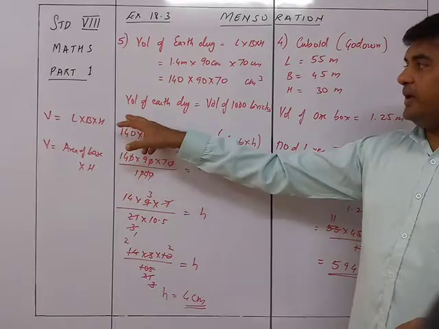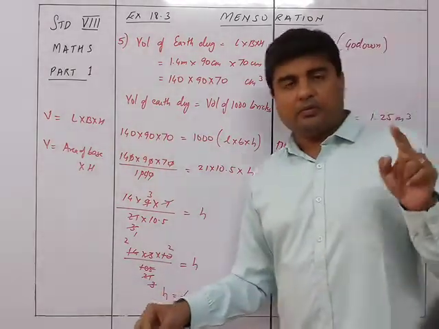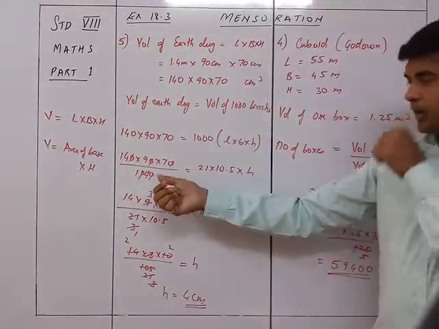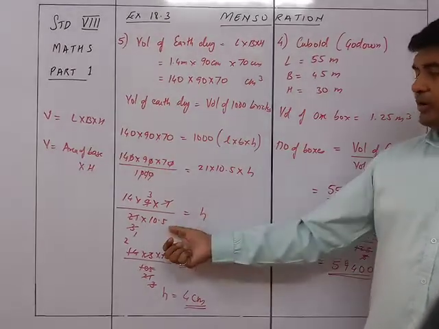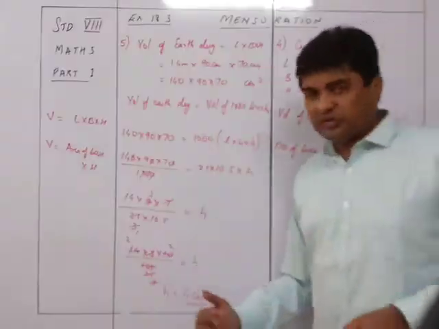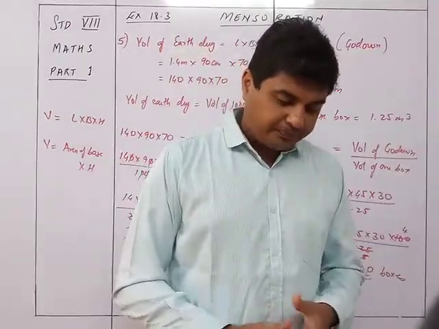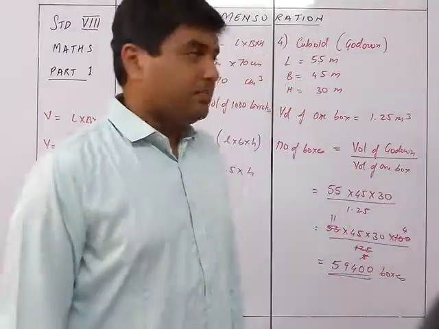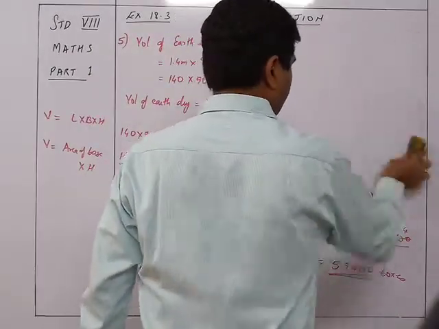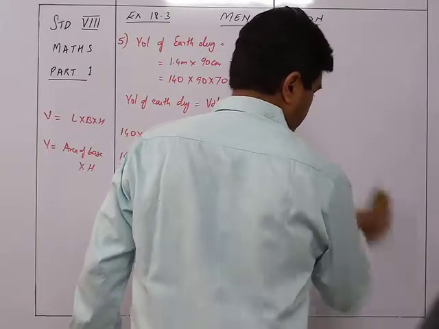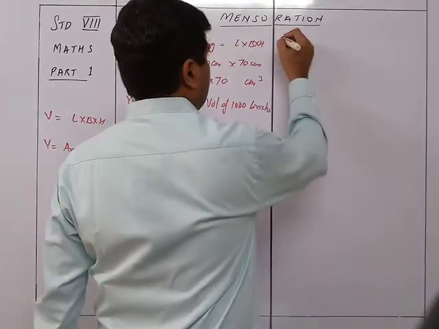So automatically volume of the earth dug is this much. Divide by 1000 will give you the volume of each brick. तो each brick का volume को साथ में हम लोग divide करेंगे तो you get H is equal to 4 centimeters. So this is a simple calculation for this particular sum number 5. We now move on to sum number 6.